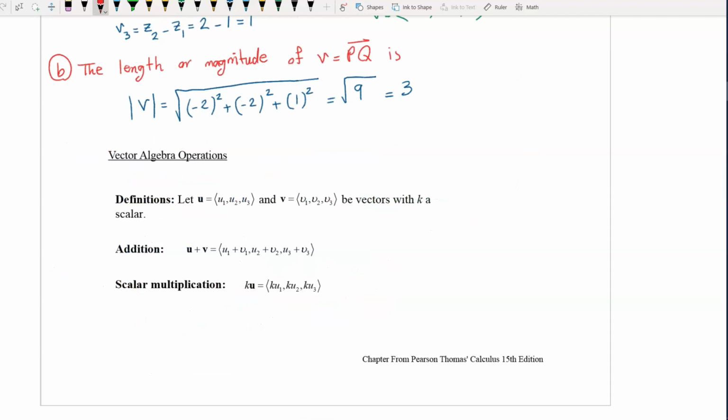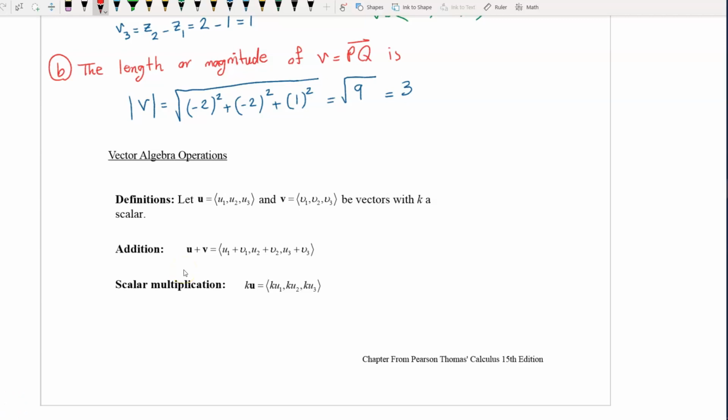Now here on this part we have definitions. Let u equal u1, comma u2, comma u3. So this is our component. And we have another one for v. It is v1, comma v2, comma v3. These are vectors, with k a scalar.